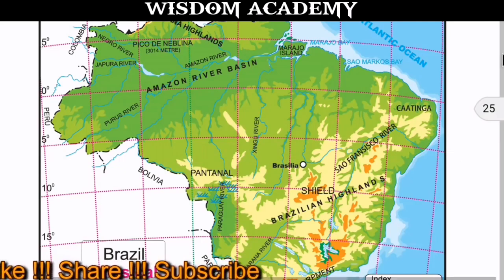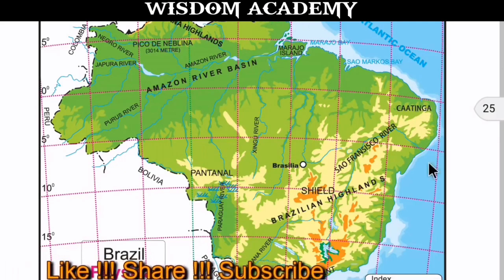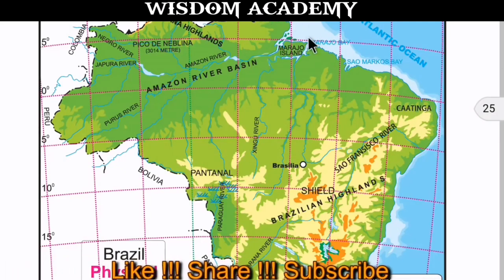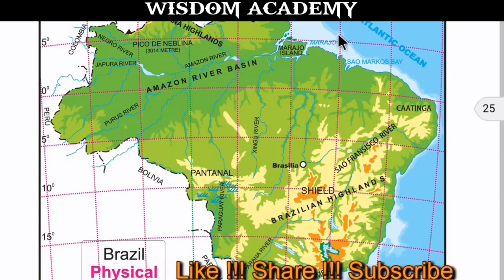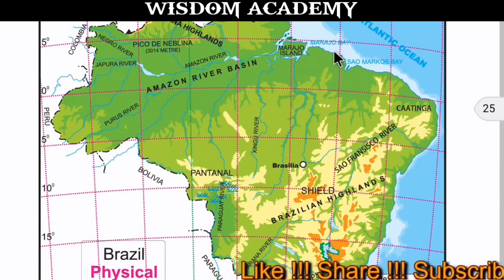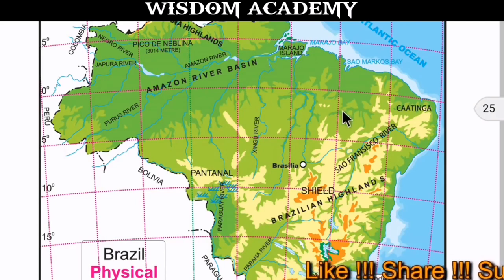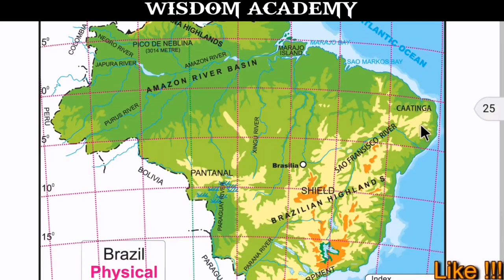So we have seen the Brazilian coast is divided into the northern coast and the eastern coast. In the northern coast we have seen there are major rivers like the Amazon River, and we are having Marajo Island, which is one of the biggest islands in this country. Here we are having small rivers. The biggest river is the San Francisco River. Then we will talk about the plains of Brazil.